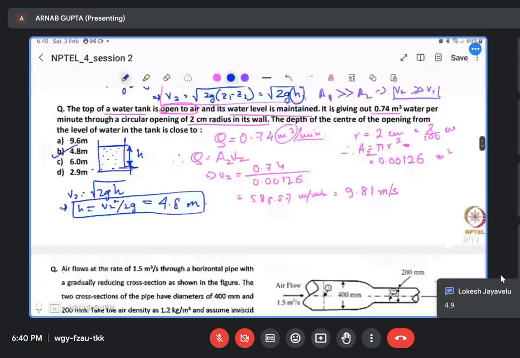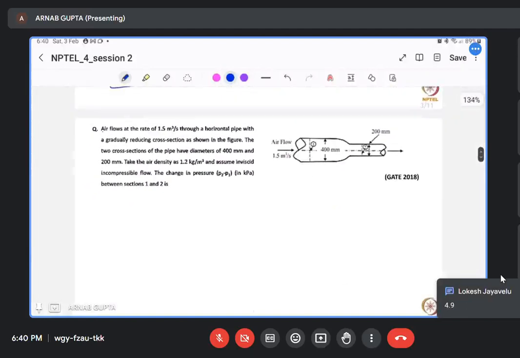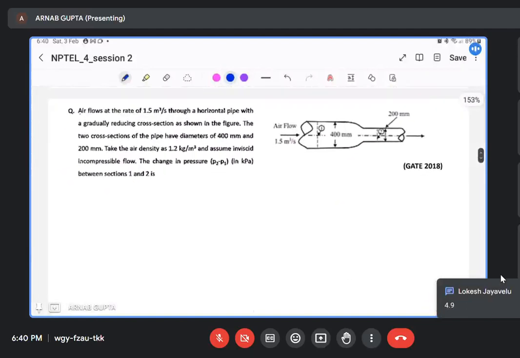Okay, moving on to the next question. Well, this is also a numerical based on Bernoulli's principle, and it was asked in GATE 2018. See, like a direct question was asked. So these are scoring portions. All you need to be aware of are the units and what are the information that is being asked.